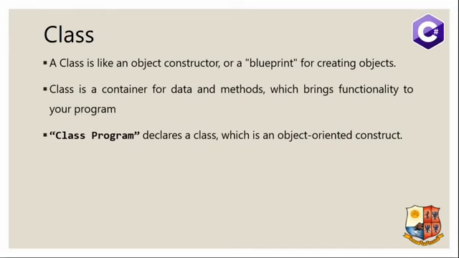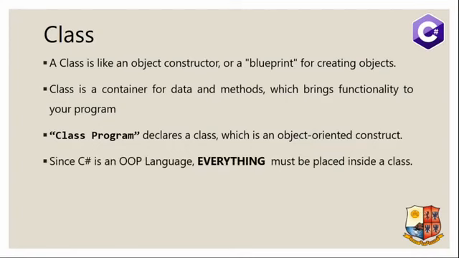Same rule applies here also. Okay, so here we say class Program, which means you can automatically assume what the file name will be. The file name would be Program.cs because the class name is Program. It declares a class, which is an object-oriented construct, which you already know. Since C# is an object-oriented programming language, everything must be placed inside a class. Again, I'm repeating the rule of Java here. Everything should be inside a class.